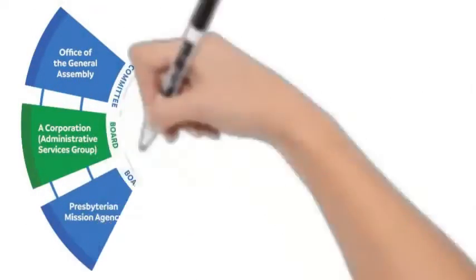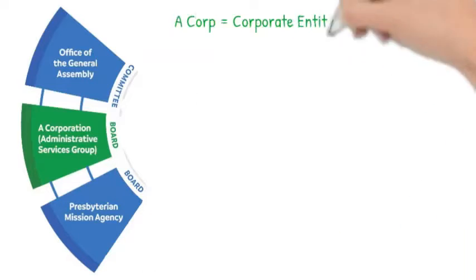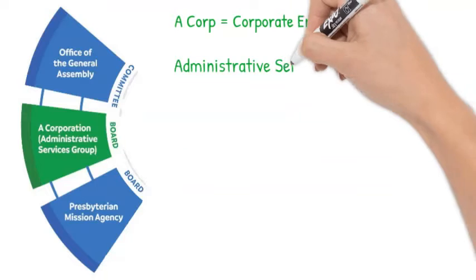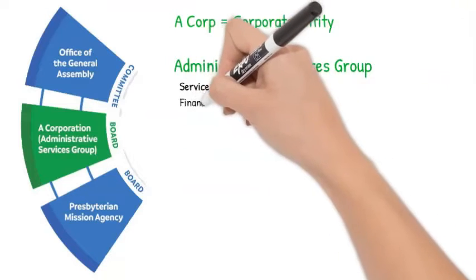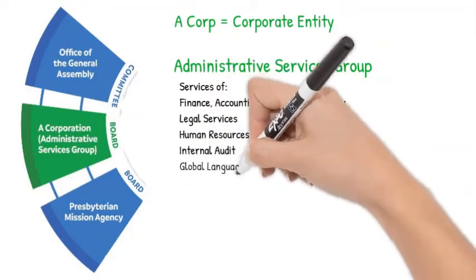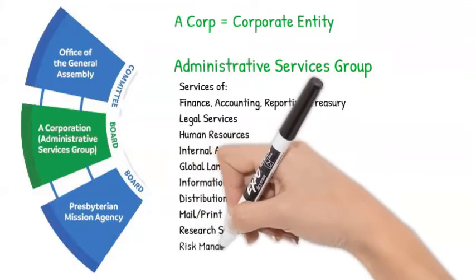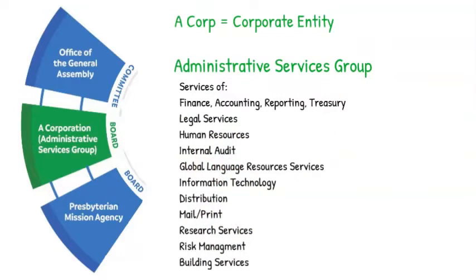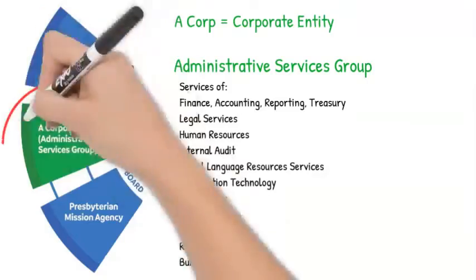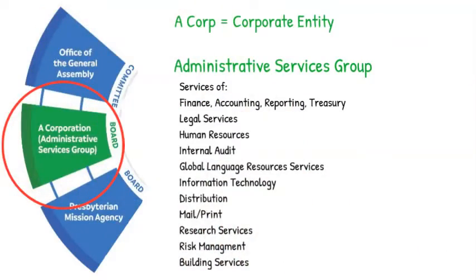While not an agency of the Church, the Presbyterian Church U.S.A., a corporation, is a corporate entity of the General Assembly. In essence, A Corp is the business office of the General Assembly, enabling us to conduct any number of transactions with the secular world. A Corp, through the staff of the Administrative Services Group, provides services like finance, translation, and risk management. The primary client partners are OGA and PMA. Services are provided to other agencies and councils on a contract basis.